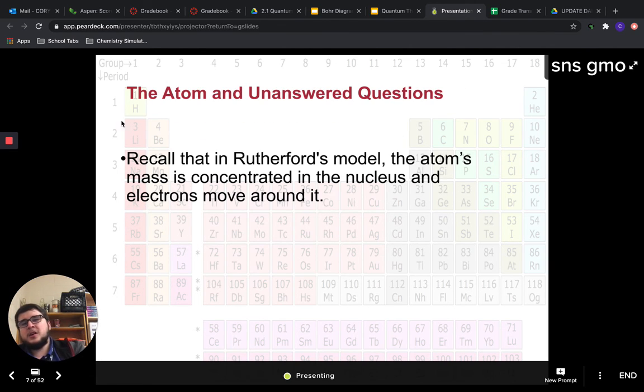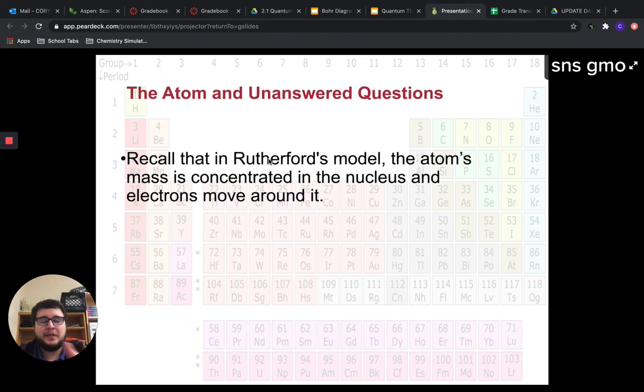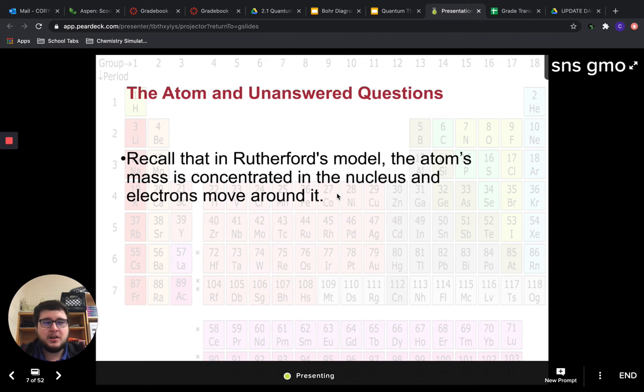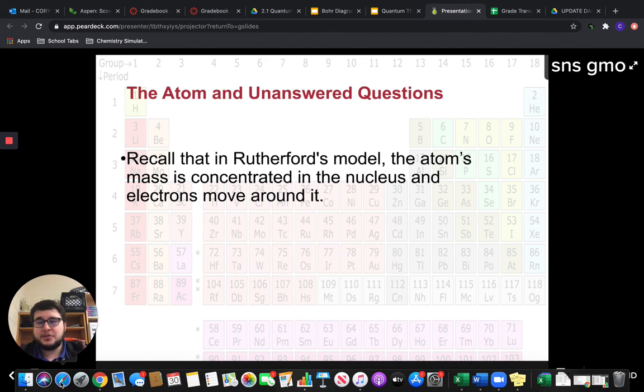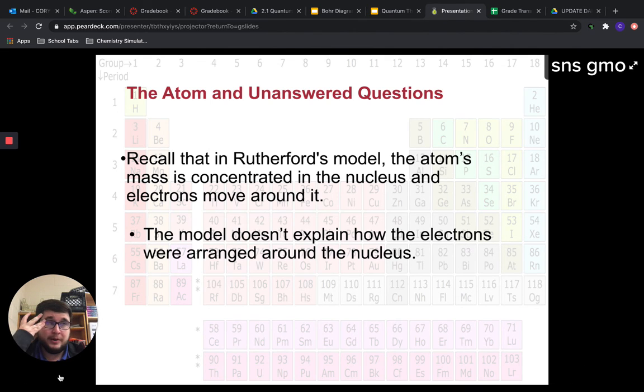All right, so let's talk about the atom and some unanswered questions. So we left off on Rutherford's model, which had just a nucleus in the middle with protons, and it had electrons somewhere on the outside of the atom. And you know, all the mass was concentrated inside the nucleus, and electrons just kind of moved around it. But this model does not explain how the electrons were arranged around the nucleus. So as far as Rutherford's model is concerned, it can be fairly random.